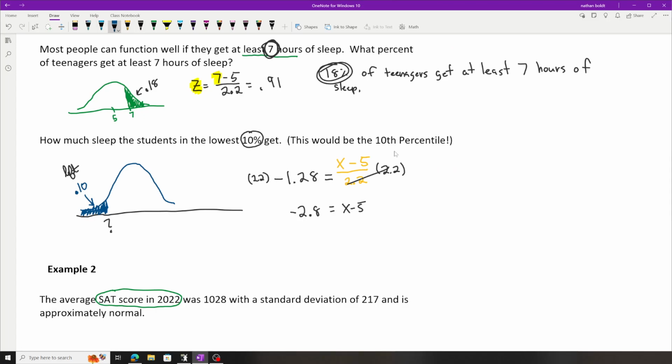Add 5 to both sides. That goes away, and x is equal to 5 minus 2.8, what is that? 5, 4, 3, 2.2?